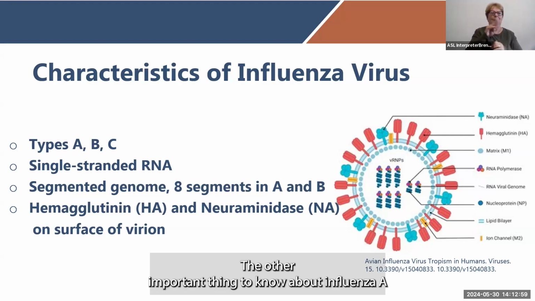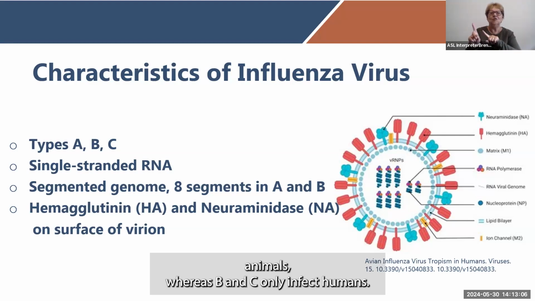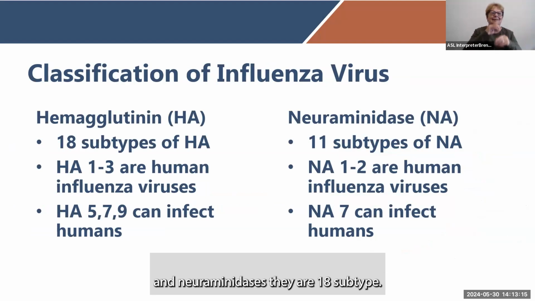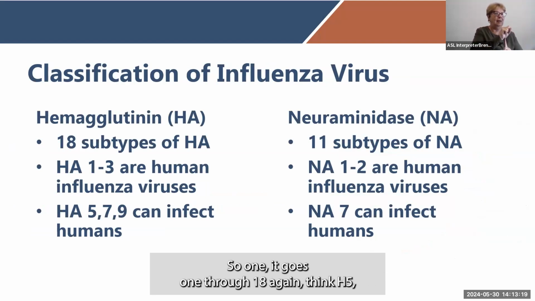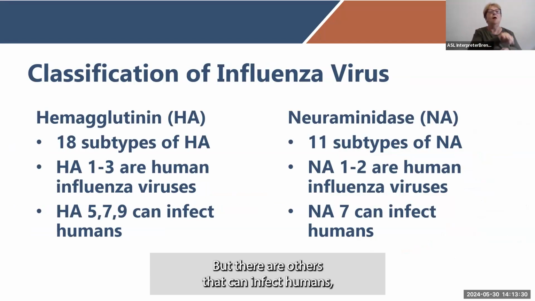The other important thing to know about influenza A is that it can infect a number of different animals, whereas B and C only infect humans. So there's a lot of variation in these hemagglutinins and neuraminidases. There are 18 subtypes. So it goes 1 through 18. Again, think H5.